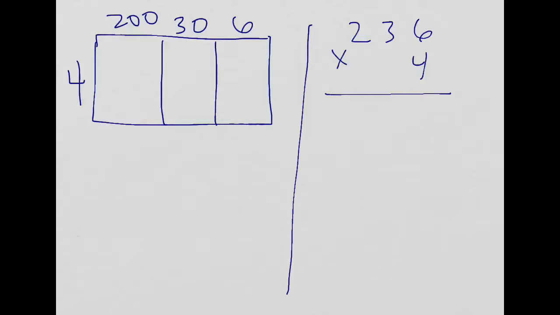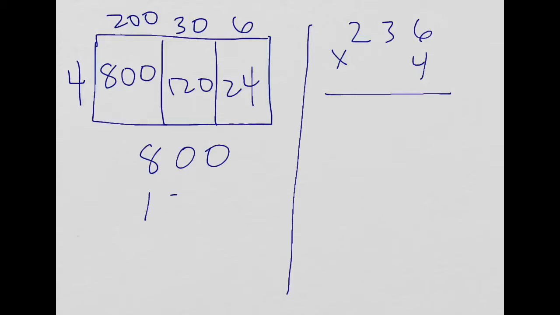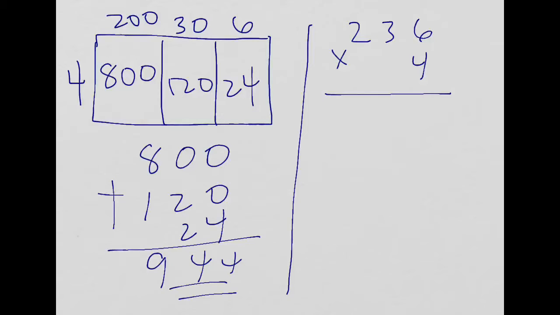And then we just multiply 4 times each of those place value spots. So 4 times 2 is 8, and there are 2 zeros. 4 times 3 is 12, and there's 1 zero. And 4 times 6 is 24. And then we come down here and we just literally add them together. So we have 944.